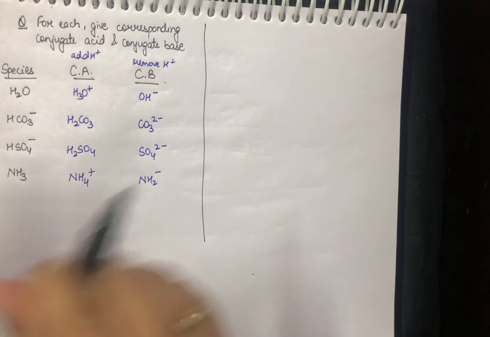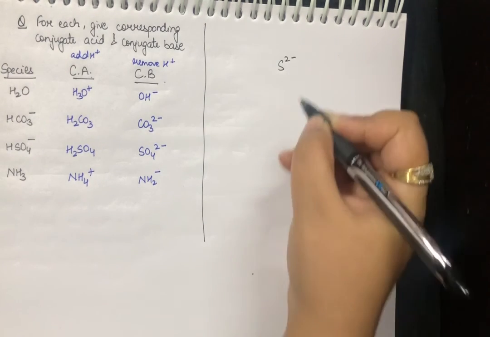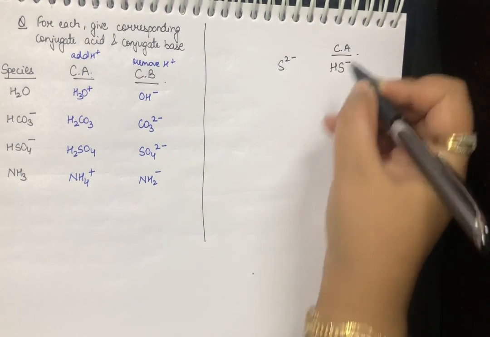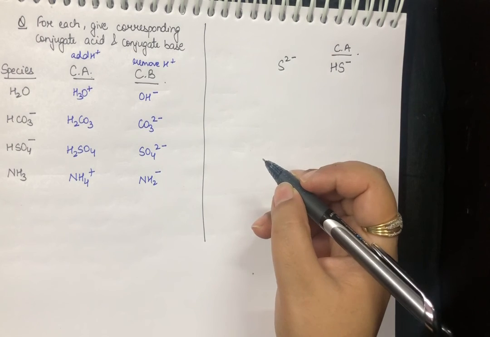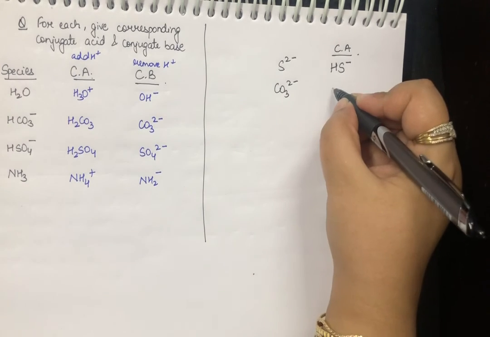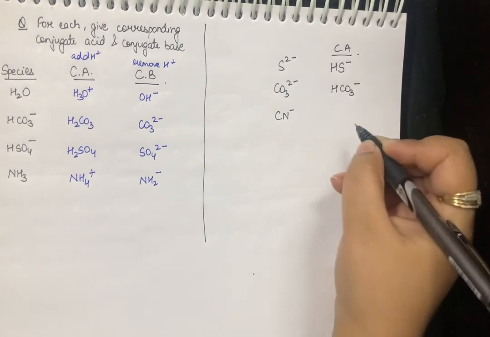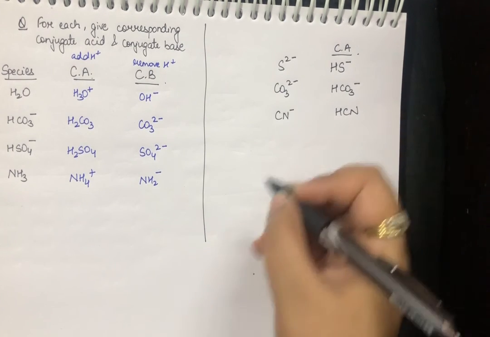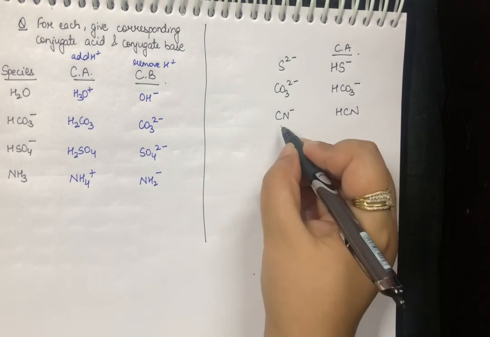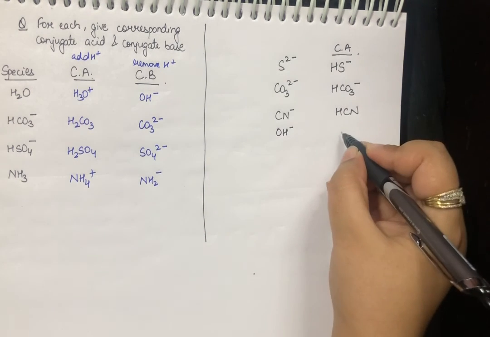Similarly, if it is asked that you have to find out, let's say, the conjugate acid for S2 minus, what you will do is just add H plus, so it will become HS minus, and this would be the conjugate acid for it. Similarly, for CO3 2 minus, you will just add H plus. So it will become HCO3 minus. For CN minus, what will be the conjugate acid? It would be HCN. Similarly, if I have OH minus and I have to calculate the conjugate acid, it will become H2O.